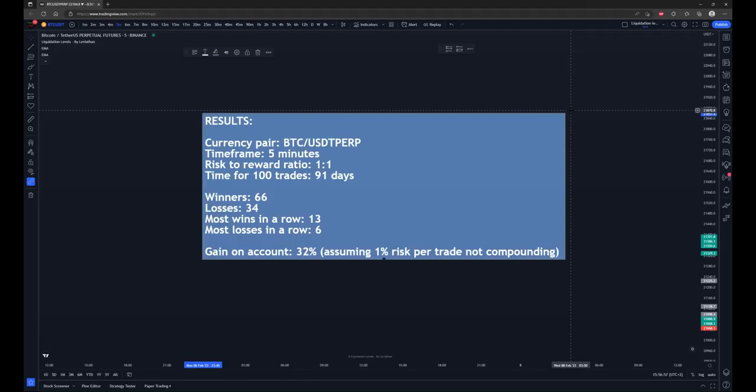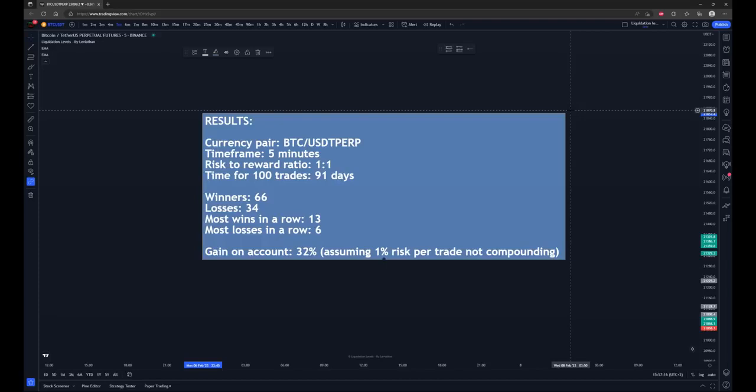I think better than any other 1-to-1 risk to reward ratio that I've tested. So we'll check it out on the strategy ranking spreadsheet to actually confirm that. But the most wins in a row was 13, and the most losses in a row was 6. The gain on the account, 32%, assuming a 1% risk per trade and not compounding.